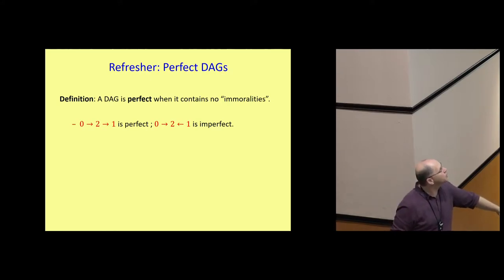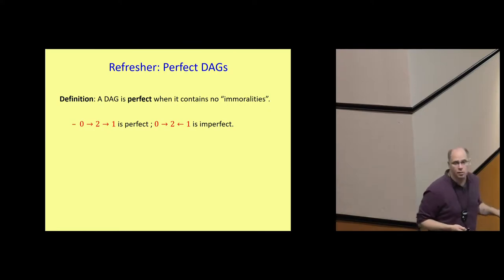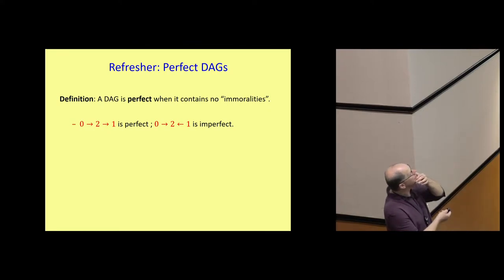Okay. Then the follow-up concept was the notion of a perfect DAG. A perfect DAG is a DAG that has no immoralities. So for example, this DAG is perfect, this DAG is not perfect because here you can see an immorality. We have two unmarried parents. A single parent is moral, right? But having two unmarried parents is not. Okay? So this is perfect, this is not perfect.